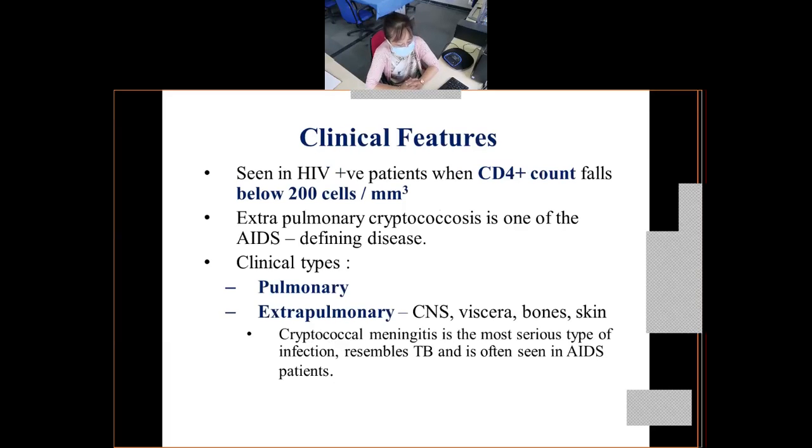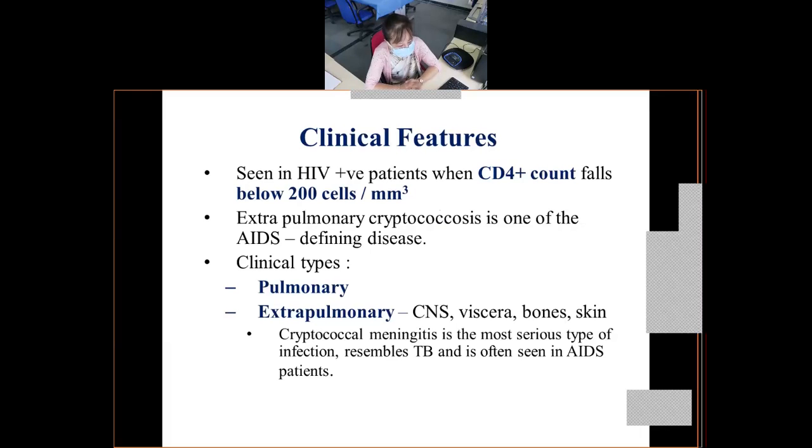So the clinical features: when you talk about the manifestations of opportunistic infections in HIV especially, it is all related to the quantity of the CD4 cells. In the case of cryptococcosis, most of the time it has been observed in HIV positive patients when the CD4 count falls to less than 200 cells per cubic millimeter. Extrapulmonary cryptococcosis is one of the AIDS-defining illnesses.